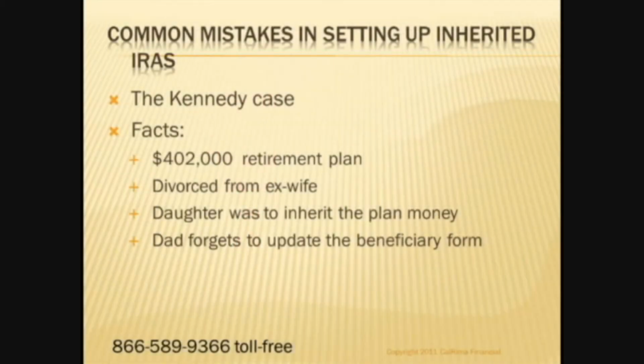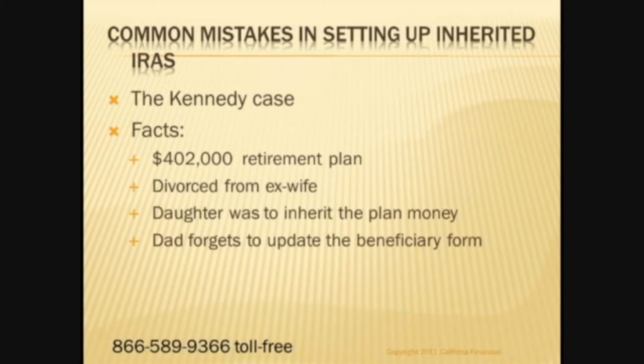There's a classic case. There's a couple of classic cases. Common mistakes in setting up inherited IRAs. The Kennedy case went all the way to the Supreme Court, and this went between a mother and a daughter. Imagine this. The father and mother separated and divorced. The mother was granted the rights to the IRA, and then the husband was supposed to go back to his retirement plan and update the beneficiary forms.